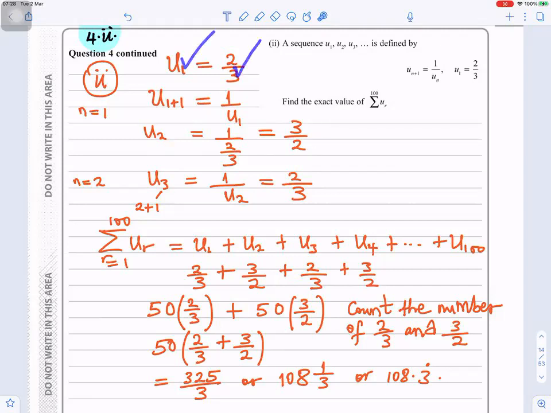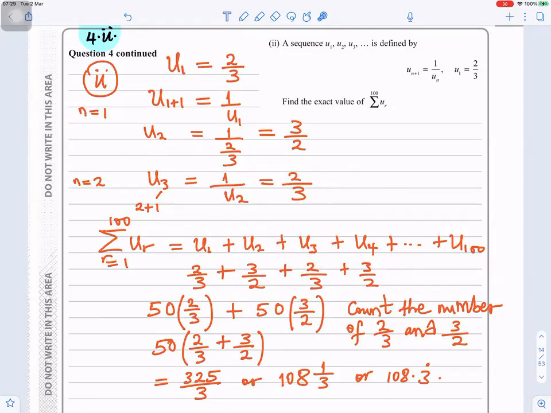U1 is 2 over 3. Now we put n equals 2. So 2 plus 1 is 3, and it will be 1 over U2. So 1 over 3 over 2 gives you 2 over 3. So we want to find the value from r equals 1 to 100. So it will be U1 plus U2 plus U3 plus U4 up to U100. We can add them: 2 over 3 plus 3 over 2 plus 2 over 3 plus 3 over 2. We can do that until we get to 100.